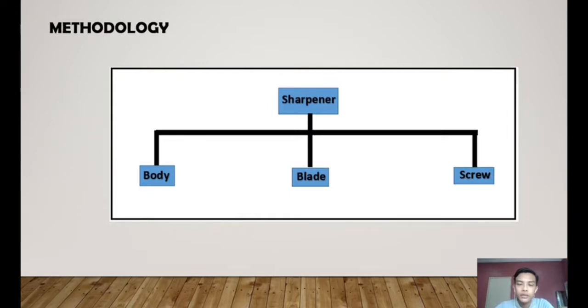As we can see on the screen, the product structure tree of the sharpener. There are three dependent demands in our product, which are the first one is body, second is blade, and the last one is screw. And the independent demand is the sharpener itself.